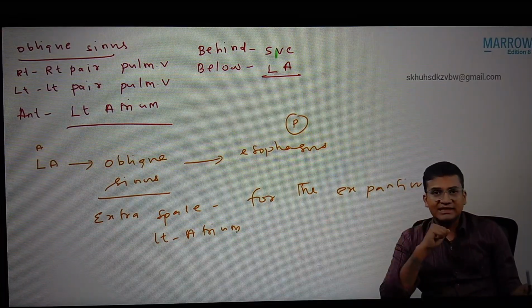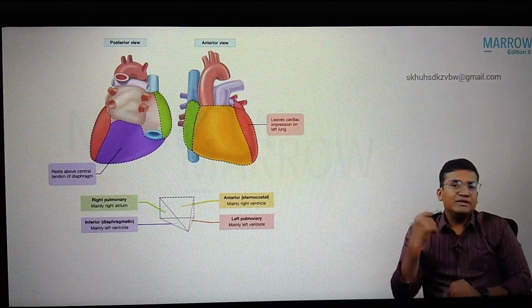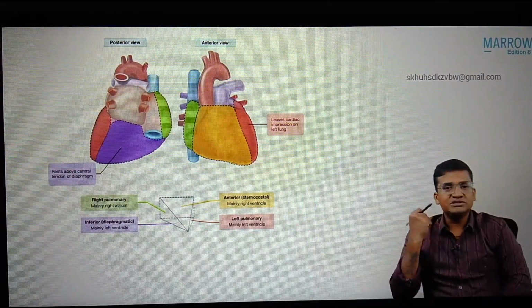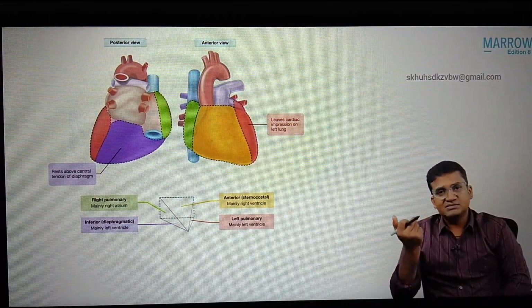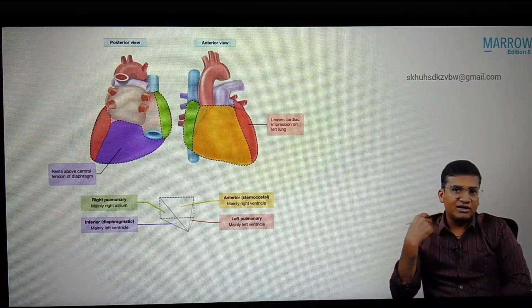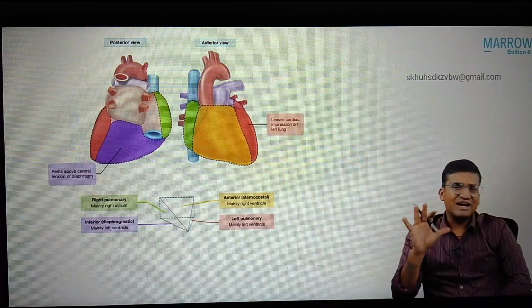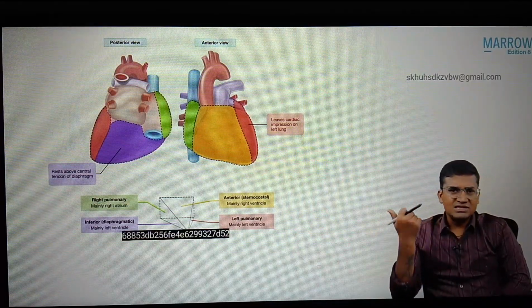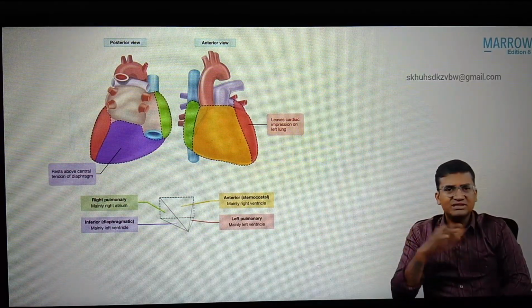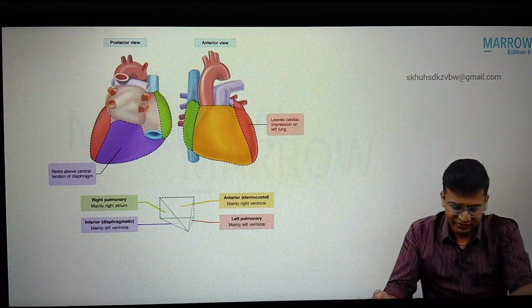Next, we're going to start the external features of the heart. In the external features, we're going to see the apex, base, right border, left border, inferior border, and two surfaces, the sternocostal surface and the diaphragmatic surface. Just have some basic idea, that is more than enough. Nowadays we're not getting any questions from the external features of the heart.